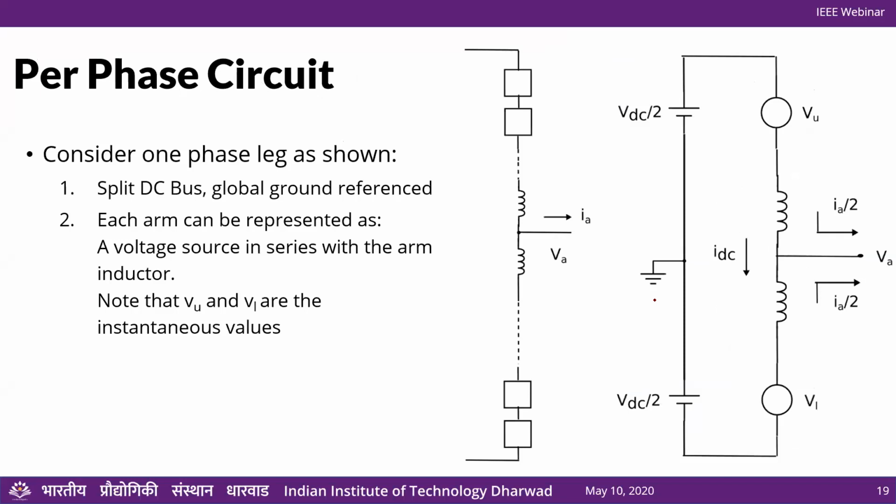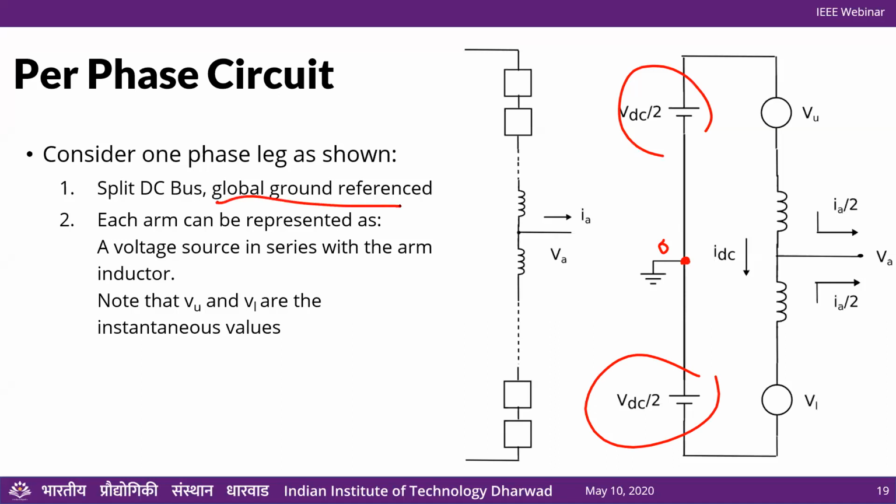Okay, so next, then we want to look at the per phase circuit. I didn't talk about how the DC bus was connected, we had sort of brushed that under the carpet, but let's look at it now. If you had a DC source, then conventionally the way to do it is to represent the DC bus as 2 split DC sources with a ground point in the middle. And now this ground point in the middle is taken as the 0 point or reference point for all our voltages.